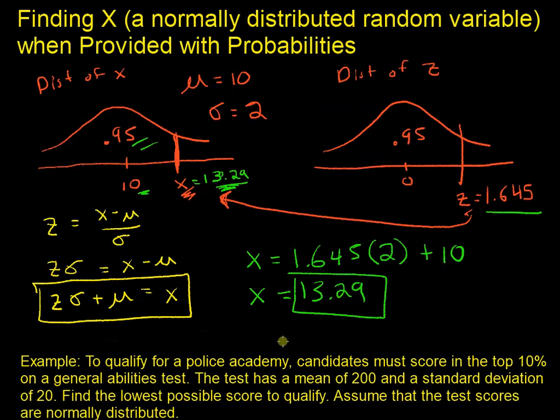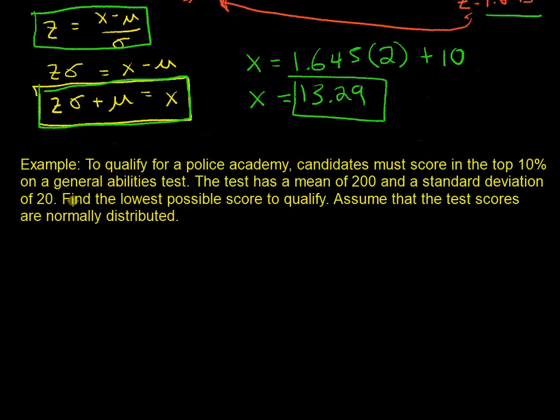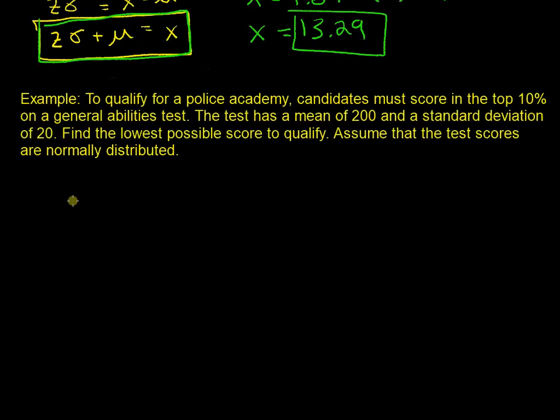Let's do some more examples where we're using this equation. Now we're going to be using this equation as opposed to before, when we were using that equation. To qualify for a police academy, candidates must score in the top 10% on a general abilities test. The test has a mean of 200 and a standard deviation of 20. Find the lowest possible score to qualify.